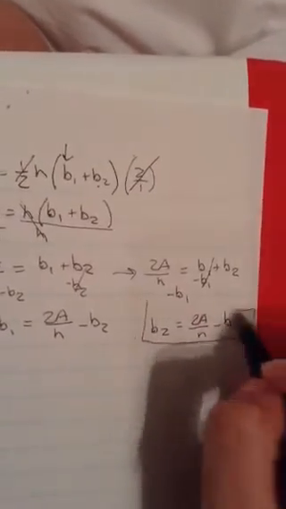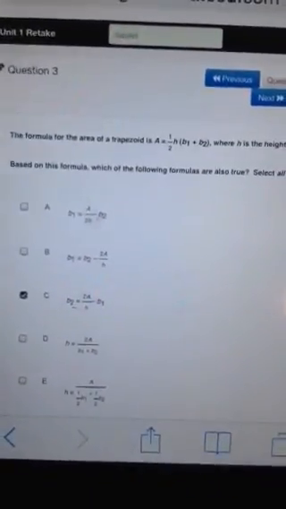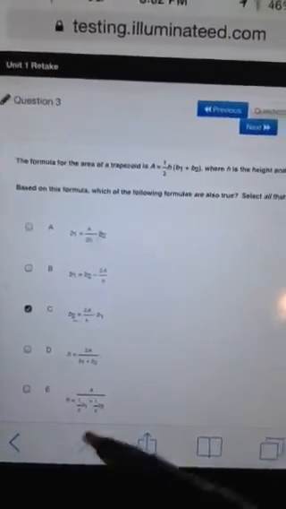And I believe this was one of my answer choices. So let's go back to our answer choices. So one of my answer choices can be C. So now I want to try and isolate H. So I'm going to try and get this H alone. So I'm going to do this on my scratch paper.